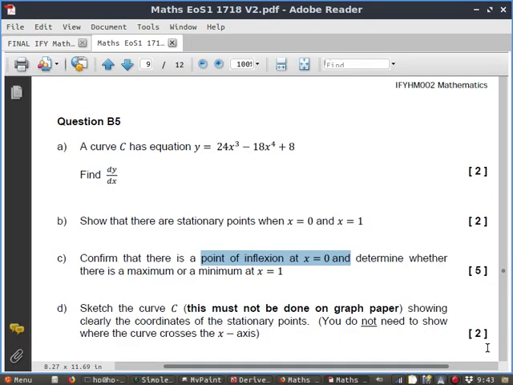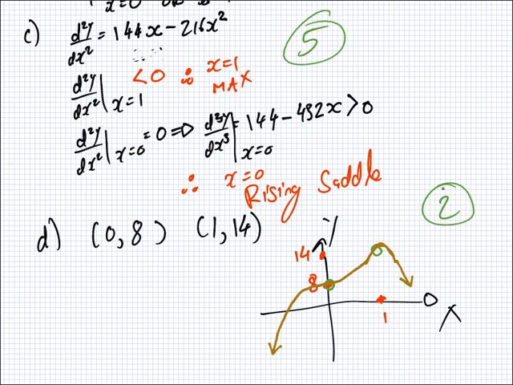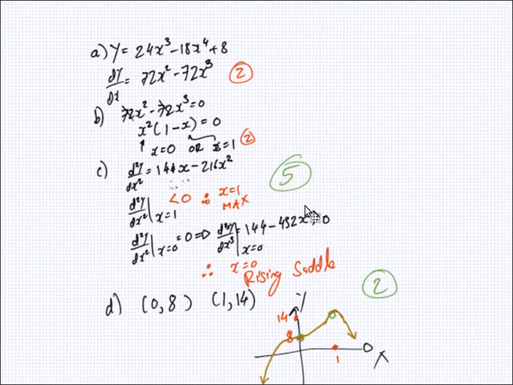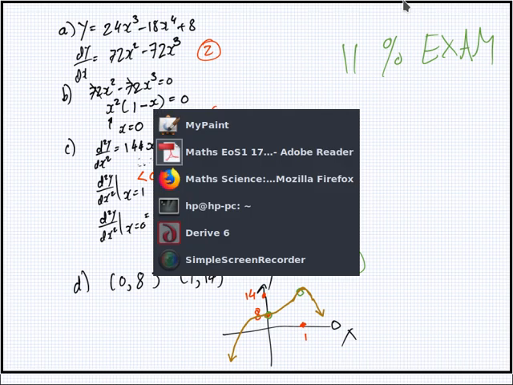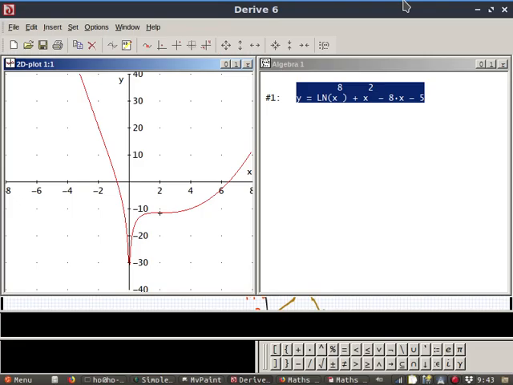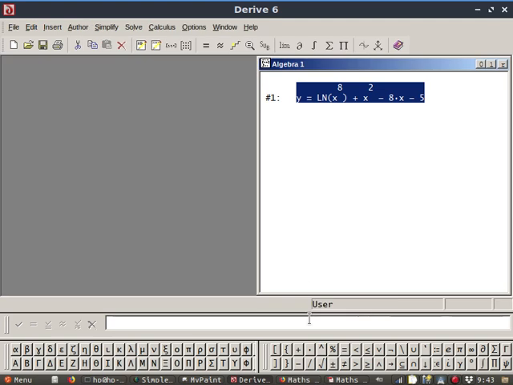How many marks? 2. So what you're looking at on the screen is 11% of the exam, or 11 marks. I think it's a 100-mark exam. It didn't seem like too much to be doing for 11 marks. And to confirm our answer, we'll graph it. So what was it? 24x cubed plus 8. Just that?